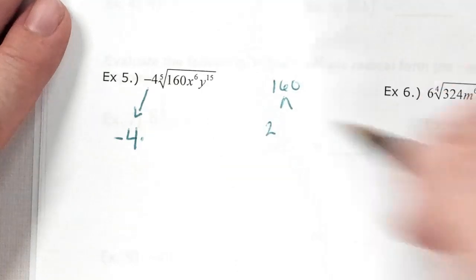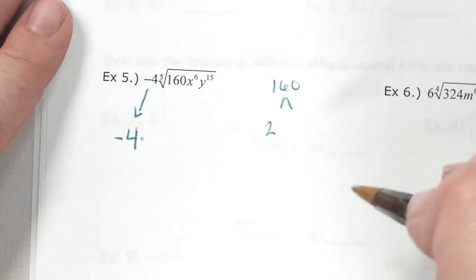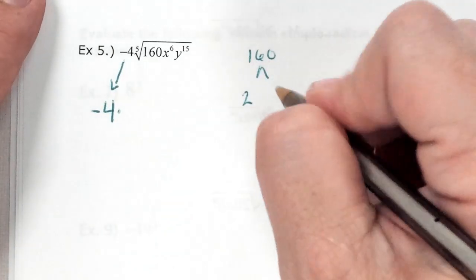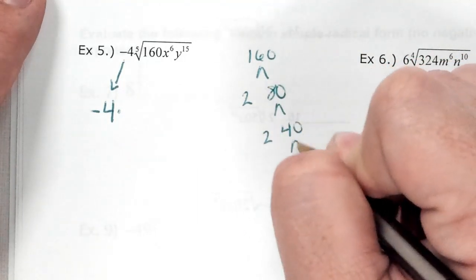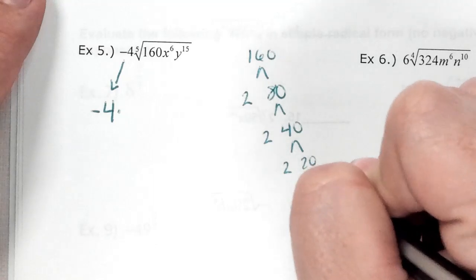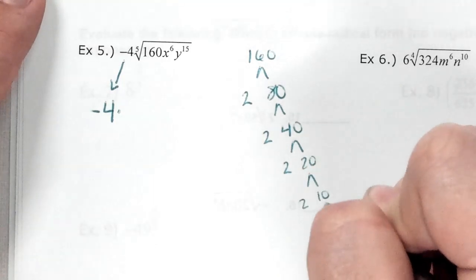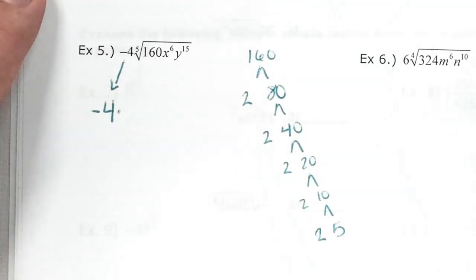So I know 2 goes into 160, and when I'm doing 2s, I'm just cutting it in half. Half of 160 is 80. Half of 80 is 40. Half of 40 is 20. Half of 20 is 10. Half of 10 is 5. 5 is prime, so I'm done.